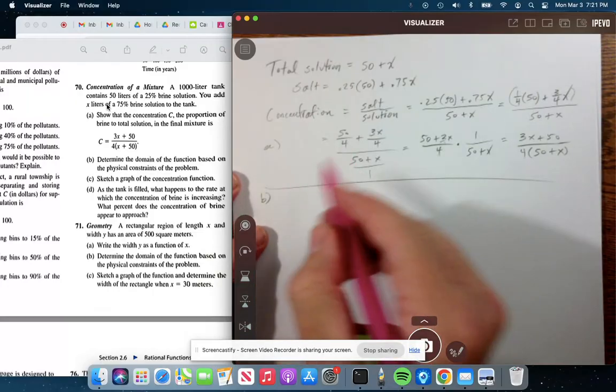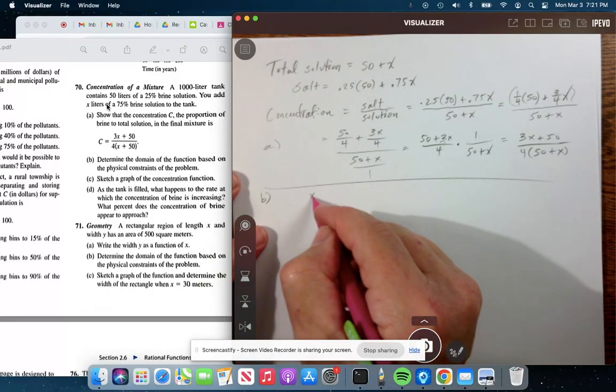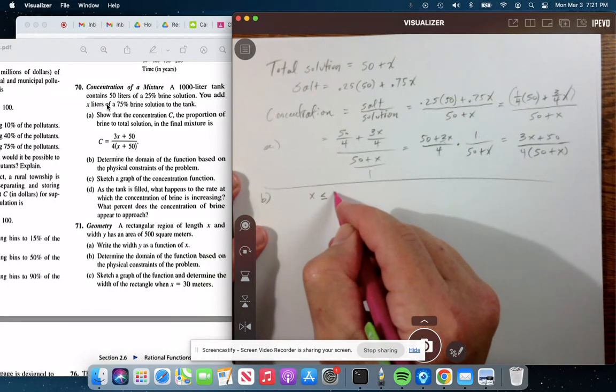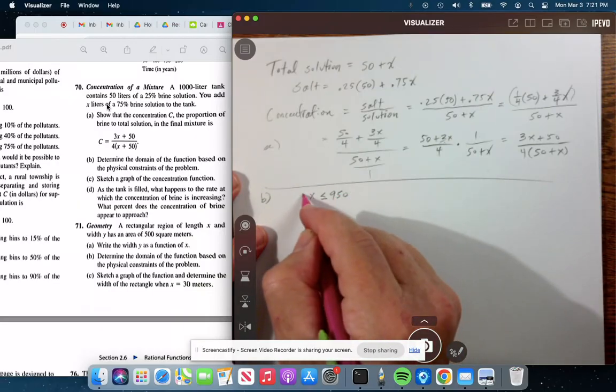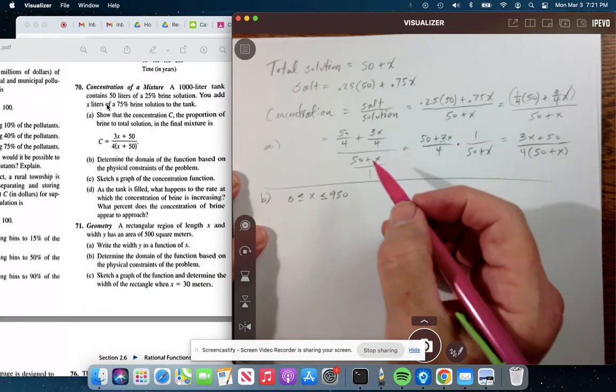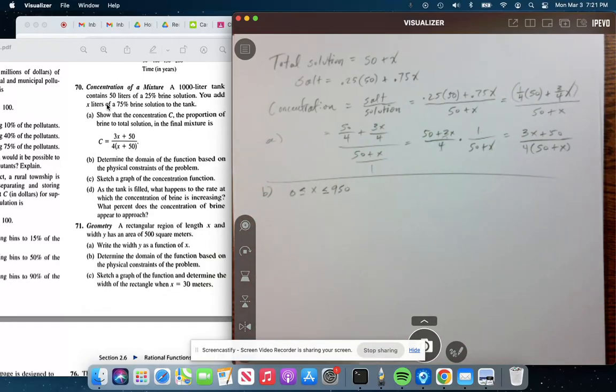Part B, x has to be less than or equal to 950, but greater than or equal to 0. All right, so that's the common sense restrictions on the amount of solution you can add to this 1,000-liter tank, right? Because it's already got 50 liters to start, so that gives you 950 more that you could add. That's B. C, sketch a graph of the concentration function.